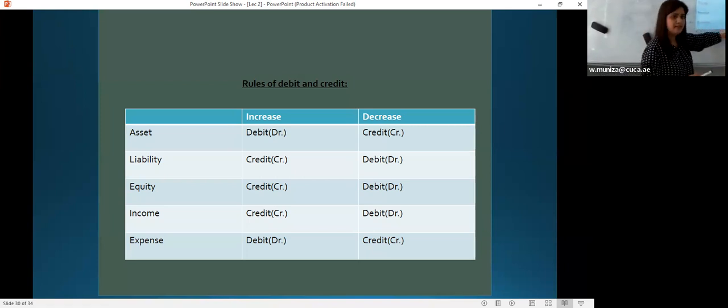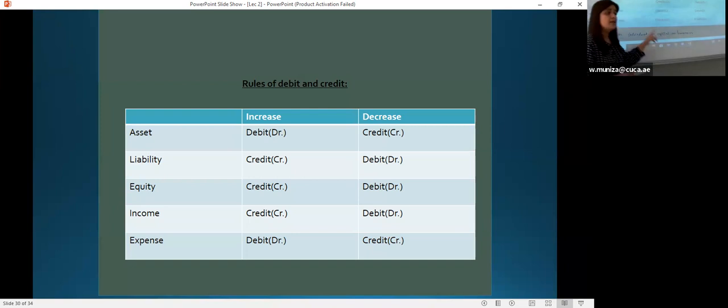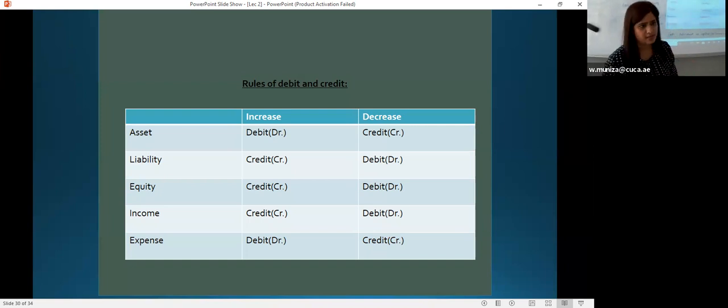And the fifth point, expense. Increase in expense, debit. Decrease in expense, credit. Whenever any kind of expense is increasing, we are going to debit it. Whenever any expense is decreasing, we are going to credit it.